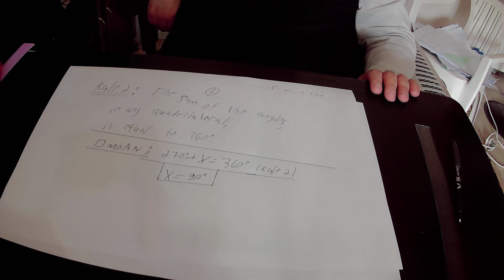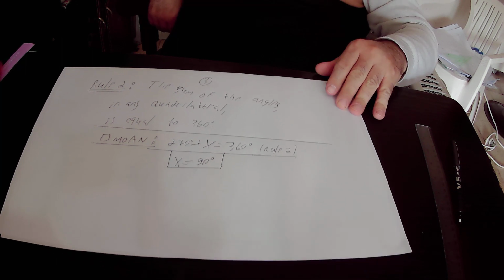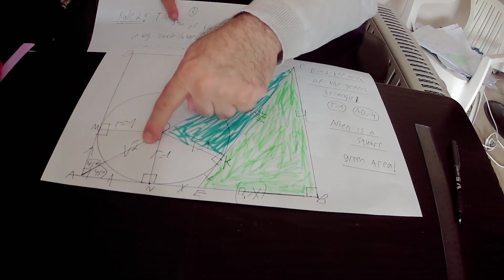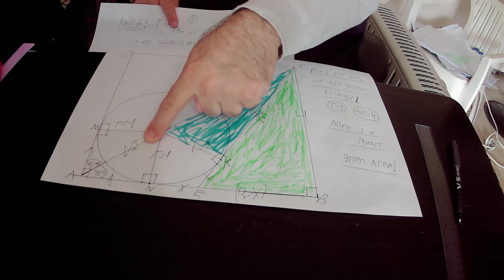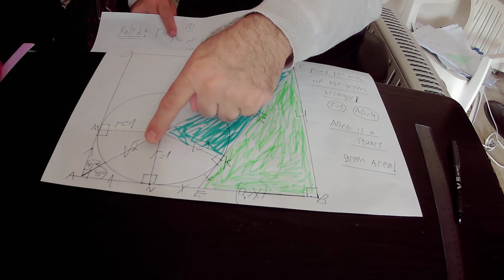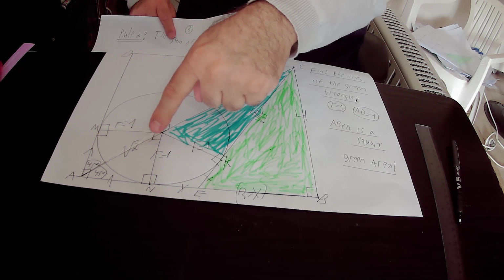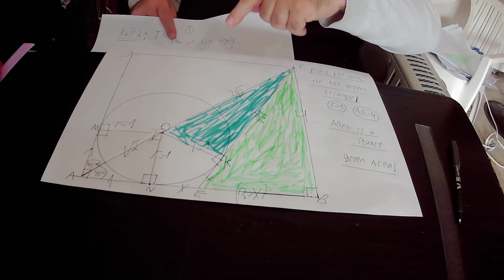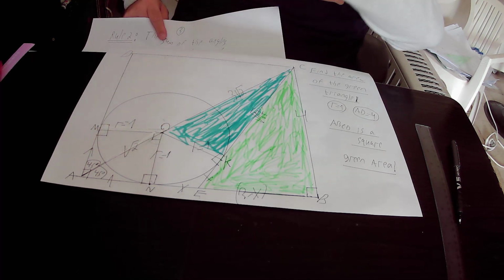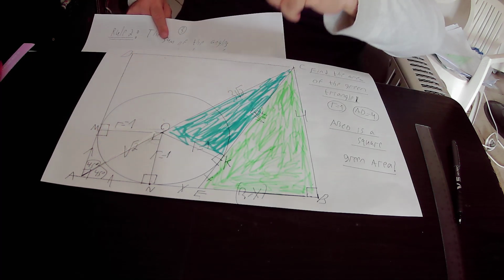According to rule number 2, the sum of the angles in any quadrilateral is equal to 360 degrees. So we will focus on quadrilateral MOAN. What is the sum of the angles in quadrilateral MOAN? According to rule number 2, it equals 360 degrees. So which angles does it contain? It has three right angles, 1, 2, 3, and the sum of three right angles is 270 degrees.